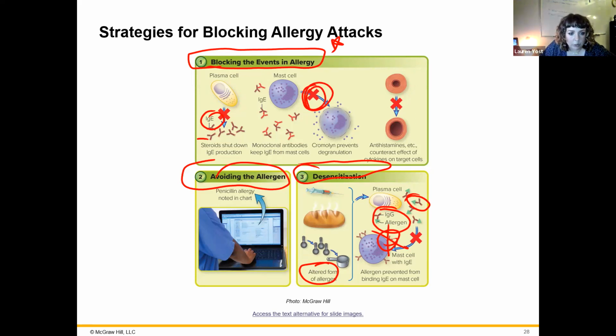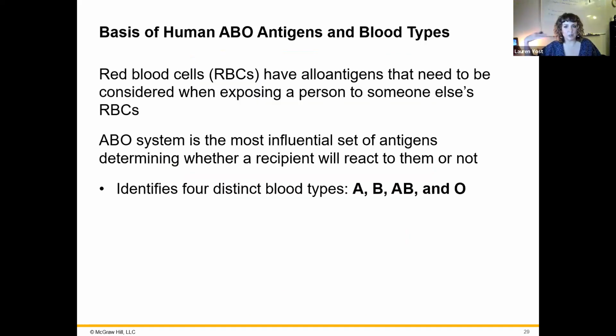We also have monoclonal antibodies down here, which are specifically designed to keep IgE from the mast cells, to block them so they can't do their job and get associated with it. Then we have antihistamines and stuff like that that are just going to counteract the effect on the cells. And then, of course, avoiding the allergen is one way. It's one way to do it, right? So notifying medical folks, caregivers, that you have allergies to things like penicillin is extremely important.